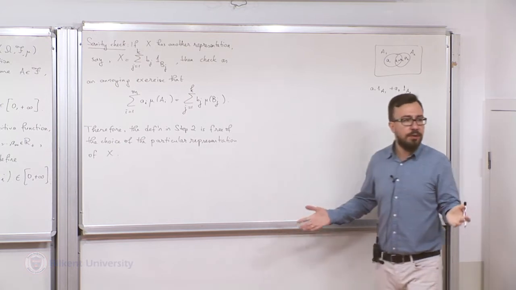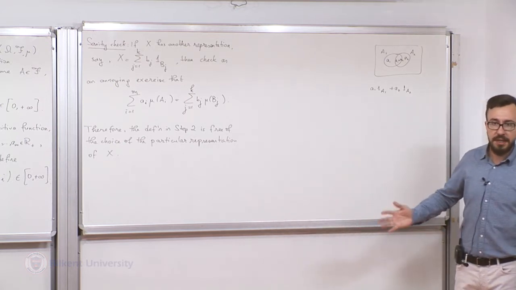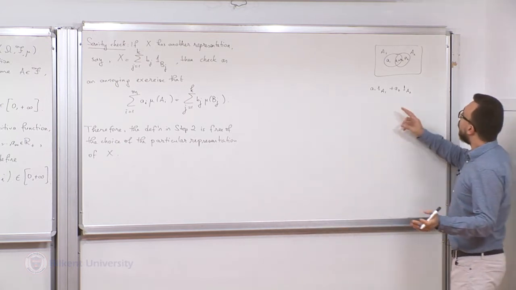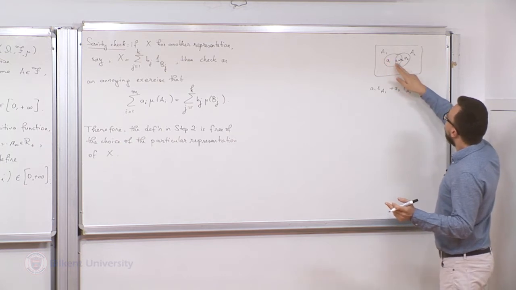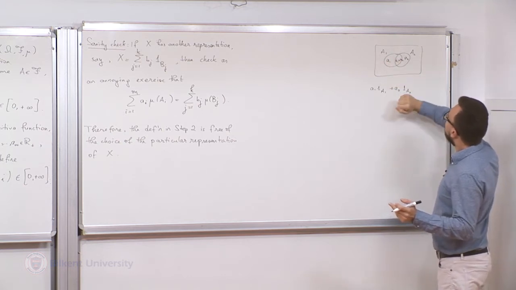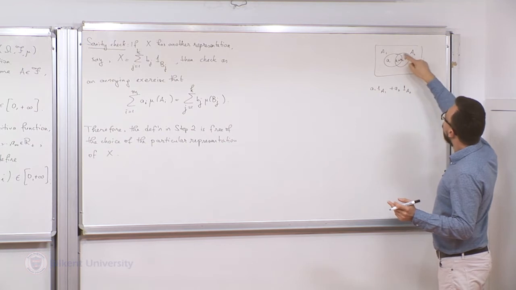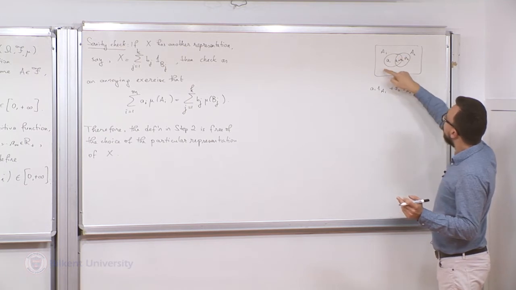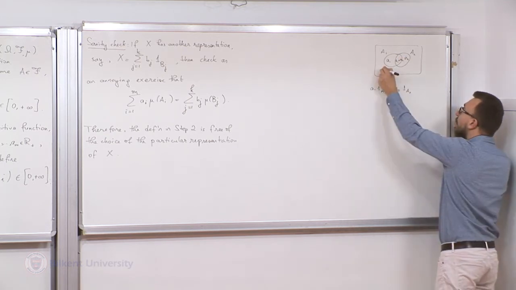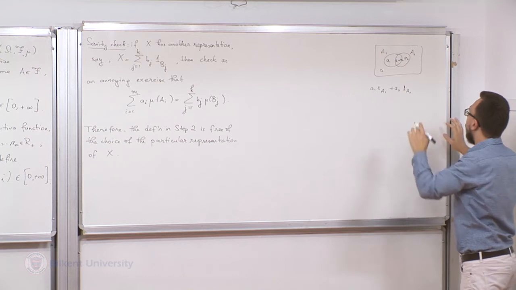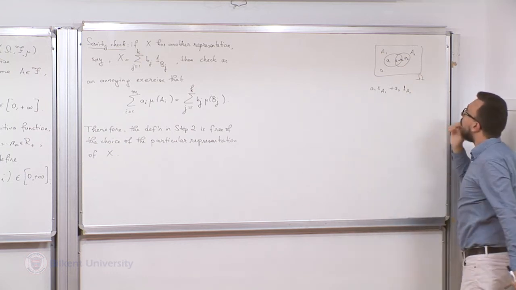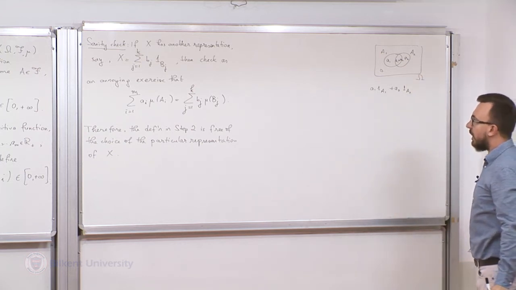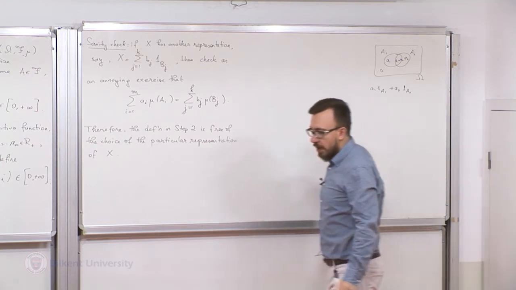In particular, you can even use the canonical representation, where you look at A1 on the set A1 minus A2. You look at A2 on the set A2 minus A1. You look at A1 plus A3 on the intersection, and you look at 0 as the value on the outside of A1 union A2. So that's the canonical representation.